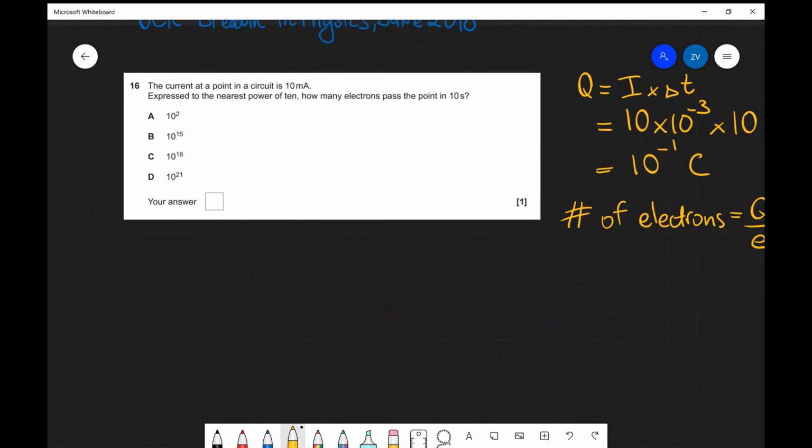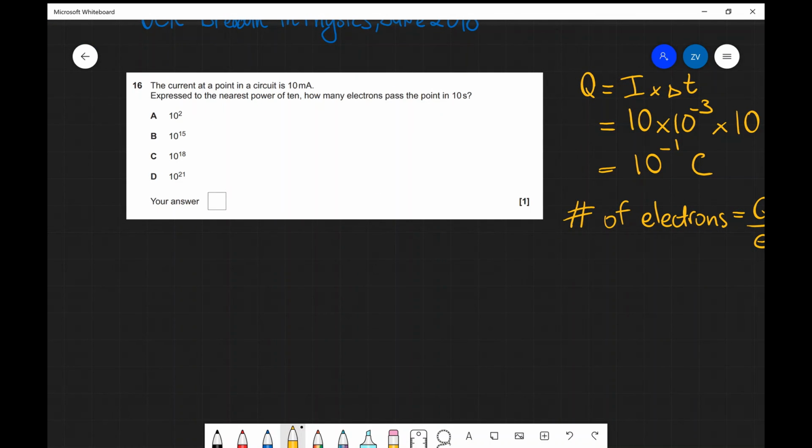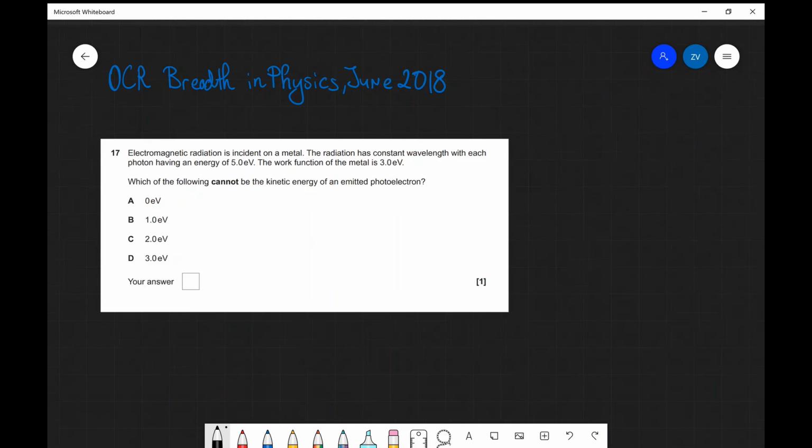So let's have a look at our answers. Expressed to the nearest power of 10, how many electrons pass through that point in 10 seconds? Well, it says expressed to the nearest power of 10. Our answer was 6.25 multiplied by 10 to the 17. So the closest power in this case is C, 10 to the 18, with the correct answer being C. So, moving on to question number 17.